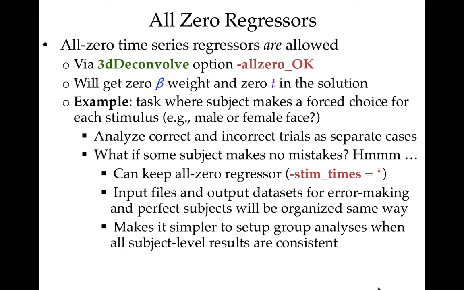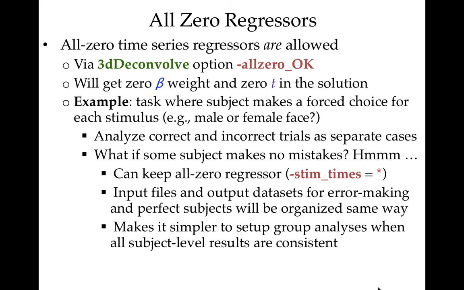One weird little thing that is allowed is all zero time series regressors, a column that's all zeros. That is to say, there are no stimulus times for a regressor in that class. And it requires a special option to do that because otherwise that would be an error. Mathematically, it's like asking the question, x times 0 equals 3. What is x? It doesn't have an answer. So what would the logical answer be? We'll just give the beta weight for that regressor 0, and we'll give it a 0 t statistic.